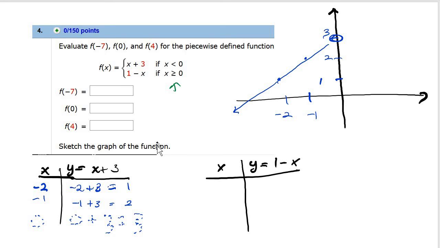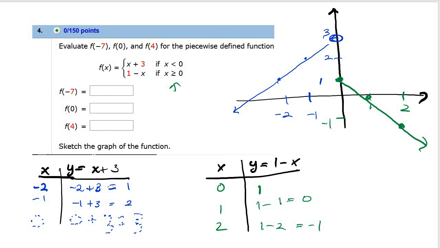I do the same thing for the other branch. Here y is 1 minus x. The branch only starts at x equals 0 and goes to the right of 0. So I pick some numbers to the right of 0. This time I don't have to make dotted lines because 0 is actually included. I make a chart and plot those points. Back in the old days, remember we plotted points? Here we are. And this is what my graph looks like.